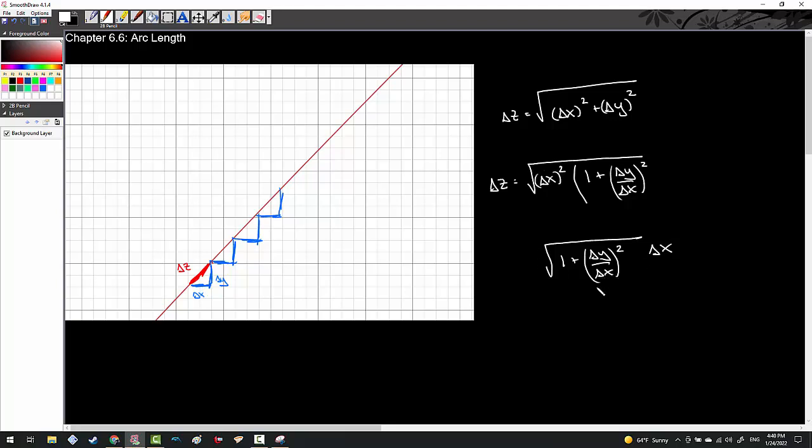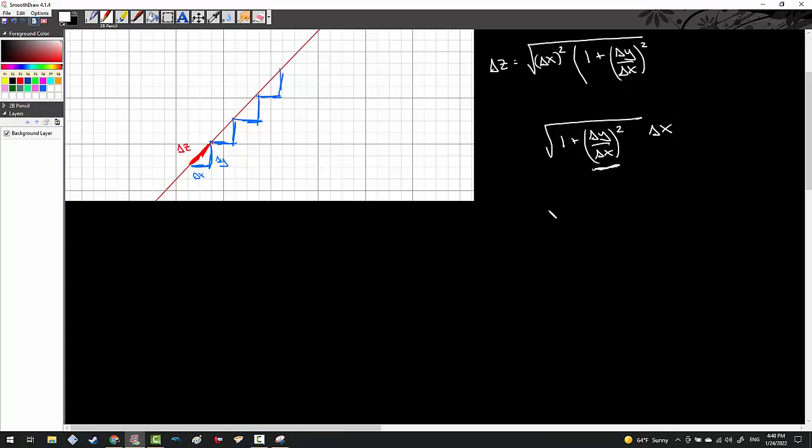At this point in time, you might be seeing this as a bit of a familiar thing. This is derivative, right? Delta y over delta x is slope. So we're going to change the slope notation a little bit. Instead of delta y over delta x, I'm going to write f prime of x sub i star, and then delta x. And again, I know that delta z is equal to that.